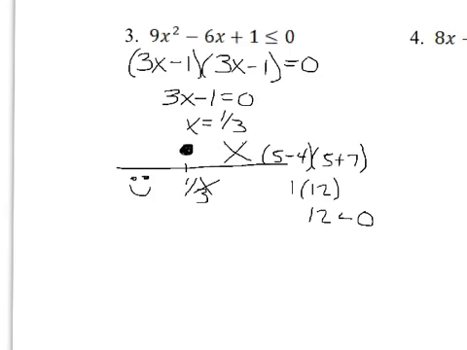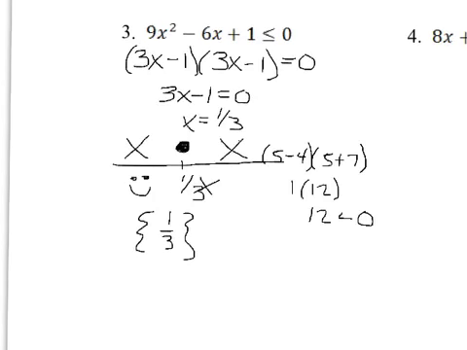What about a value over here, like the number 0? Plug in 0 here, you get -1. Here you get -1. So -1 times -1 is 1. Is that less than or equal to 0? Nope, it's not. So what does that mean? Well, what that means is that we only have one value. And in this case, it's just 1/3. Okay, so not terribly difficult. You just got to kind of follow what the numbers are telling you there.